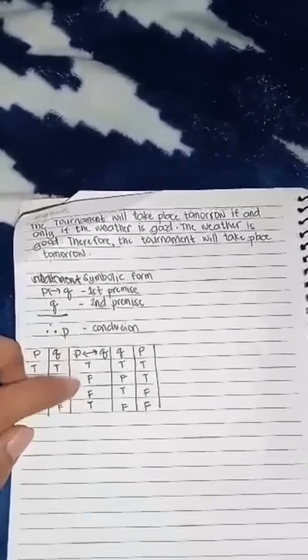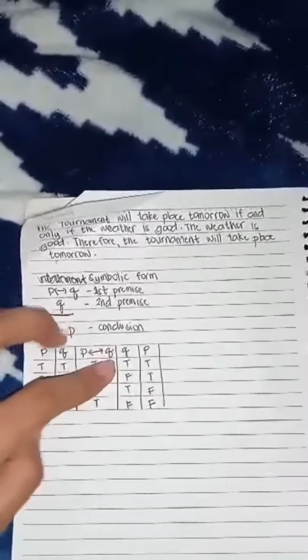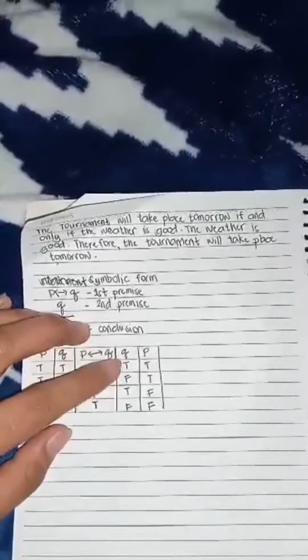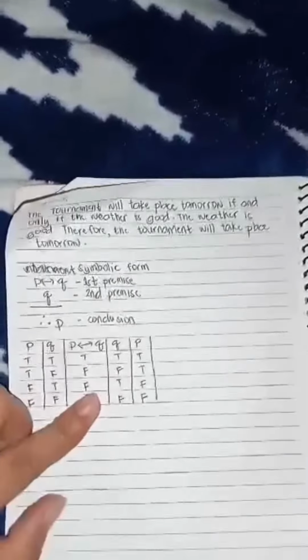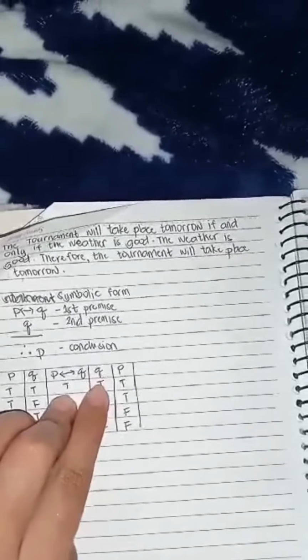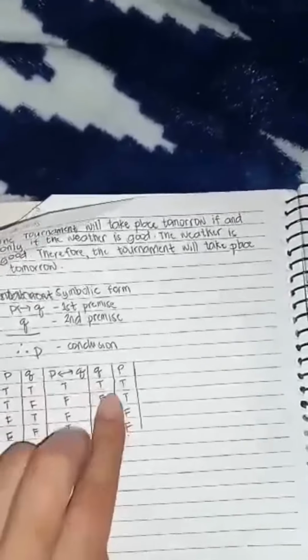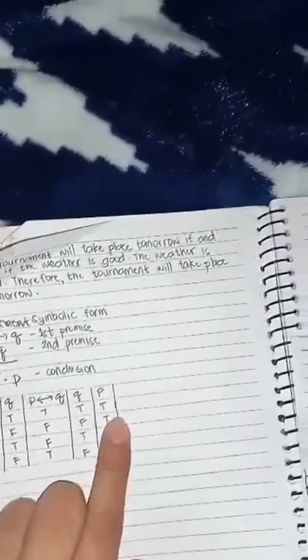My first premise states true, false, false, true, while my second premise states true, false, true, false. By looking at the table, in my first premise and second premise in the first row, both are true. So my conclusion is also true. Therefore, my argument is valid.